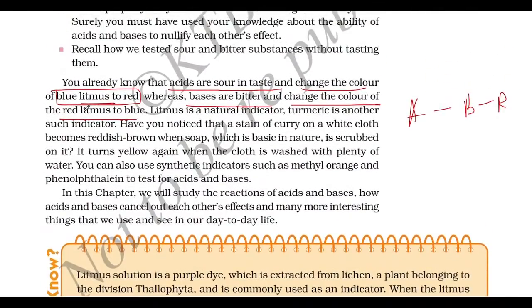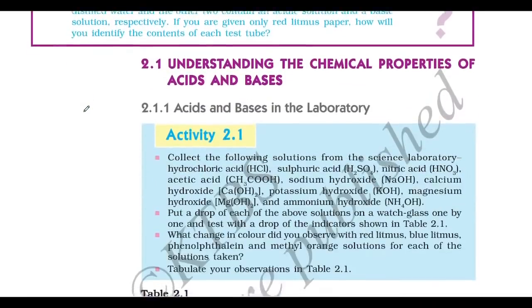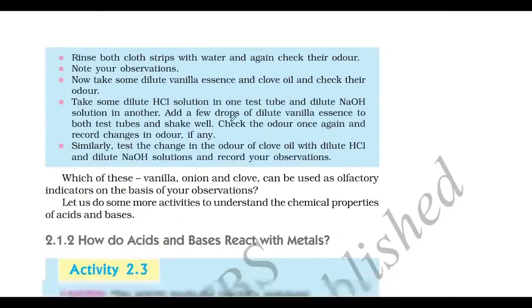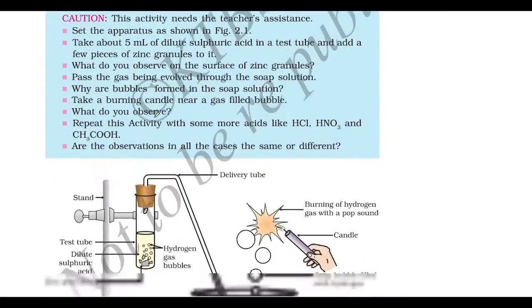We should know about an indicator. An indicator is a substance which changes its odor or color in the presence of acid or bases. And also you should know the meaning of olfactory indicators. Olfactory indicators are substances which change their odor in the presence of an acidic or basic medium. Examples for olfactory indicators are vanilla, onion and clove.